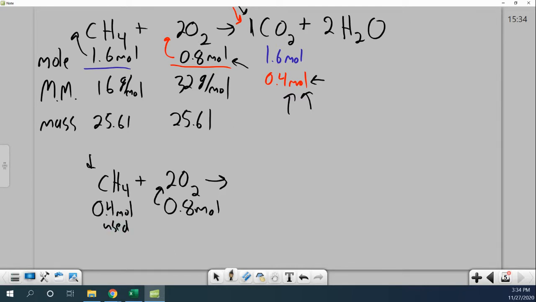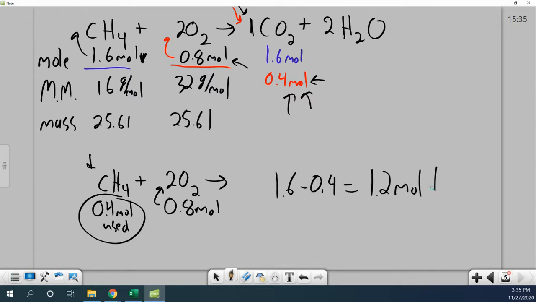So 0.4 is how many moles of methane I'm using. And I started with 1.6. So I should have 1.2 moles left. And of course, you could times that by molar mass if you wanted.